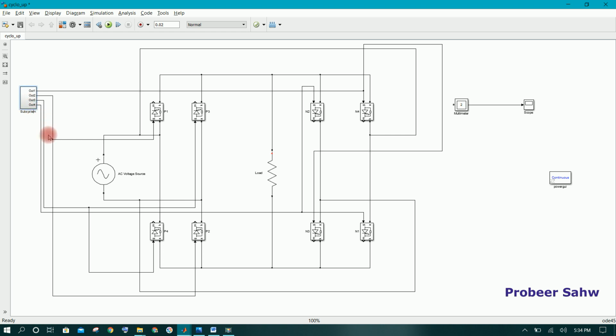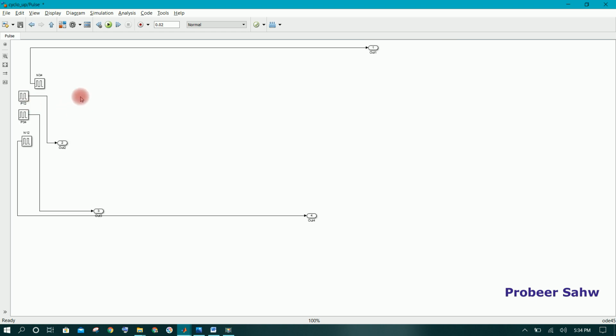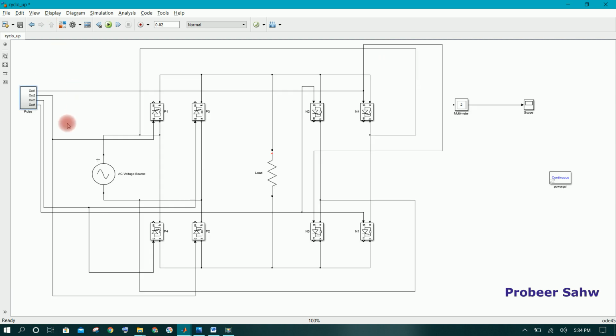We rename this subsystem to be pulse. Let us go inside this block. So there are these 4 pulse generators available. We rename the output to be something meaningful, because in this model out 1, out 2, out 3 and out 4 have no meaning to us.